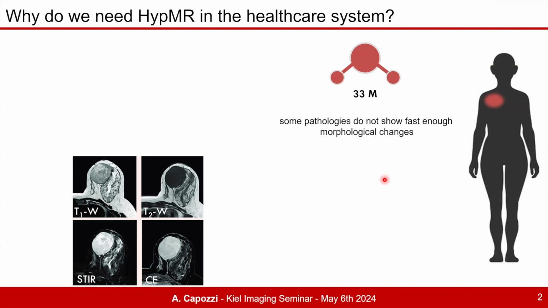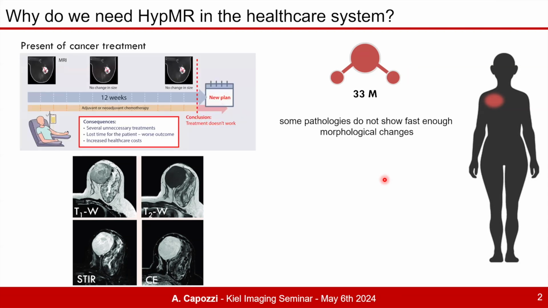But unfortunately, so there is nothing wrong with MR. So the question is, why do we need hyperpolarized MR? Unfortunately, some pathologies do not show fast enough morphological changes, because here with classic MRI, we image morphology. And for instance, one sad example is cancer. And I would like to drive your attention on how, for instance, cancer treatment monitoring is handled today.